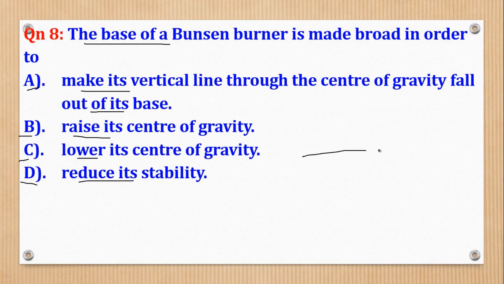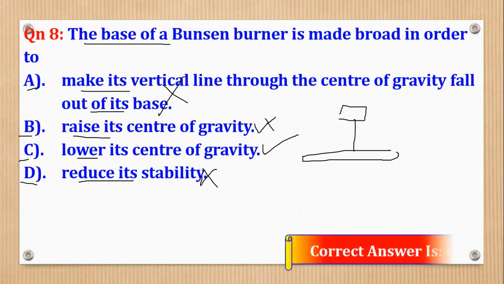When the base is broad, it implies that stability increases, so D is not okay. Then, when it is broad, the center of gravity cannot be raised. Center of gravity can only be raised when the load is put at the top, but now the base is at the bottom, meaning the center of gravity is lowered. Making its vertical line through the center of gravity fall out of its base is not okay. So the only option is C.